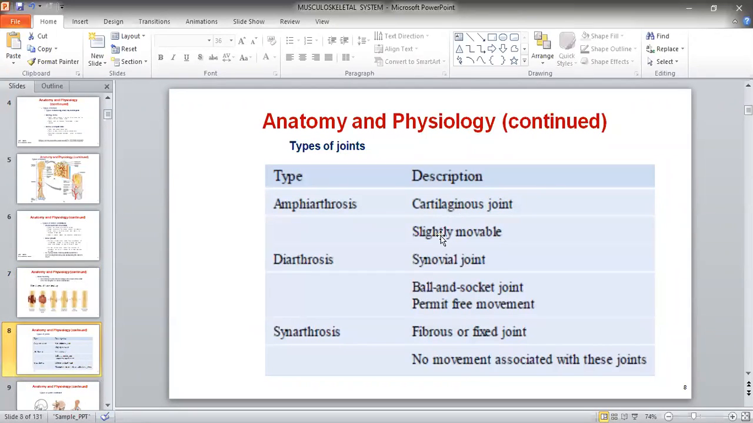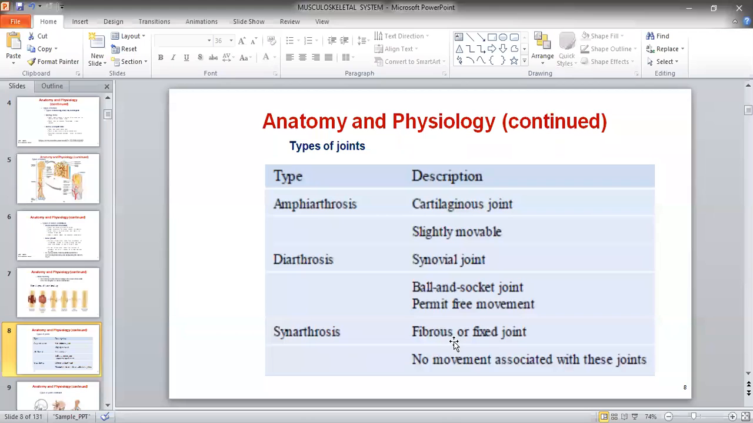Keep in mind here, cartilaginous joint, slightly movable. The joint that contains synovial fluid is easy to move, and this is called synovial joints. Example, ball and socket joint, like hip joint, they permit free movement, right? Another joint is called fibrous, meaning fixed, like the brain joint.